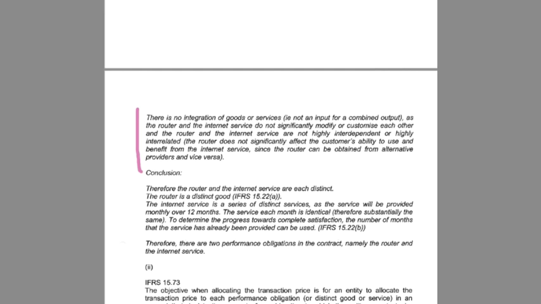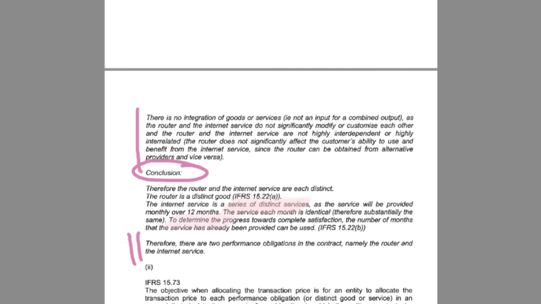So in this question, we reach the conclusion that there are two performance obligations in the contract, namely the router and the internet service. They are each distinct. The router is a good, it's a distinct good. The internet service is a series of distinct services. Why? Because they are identical. Every month is the same. It's over a 12-month period.